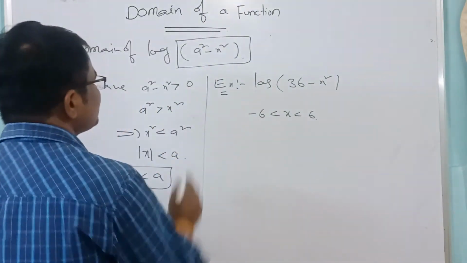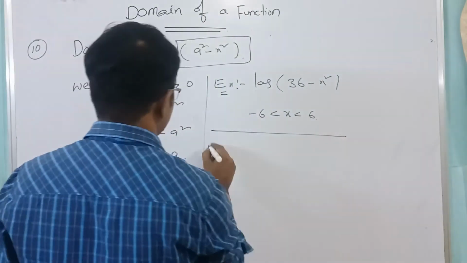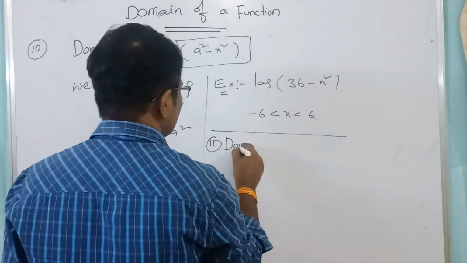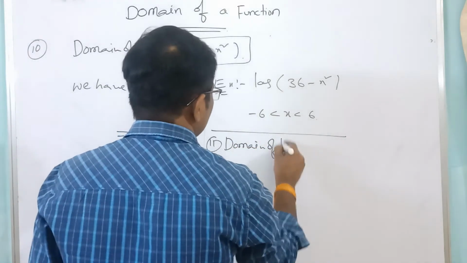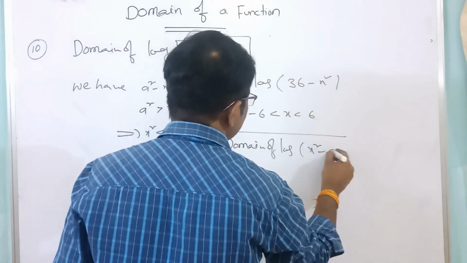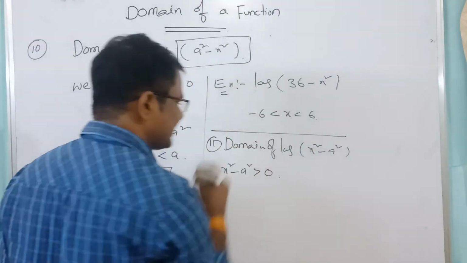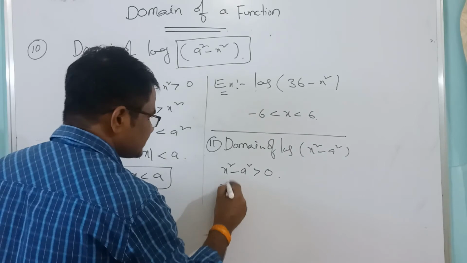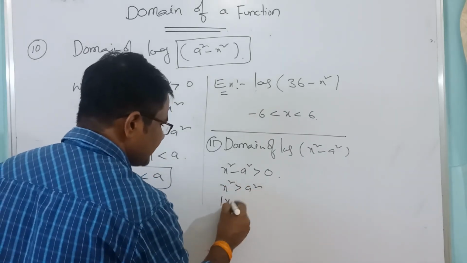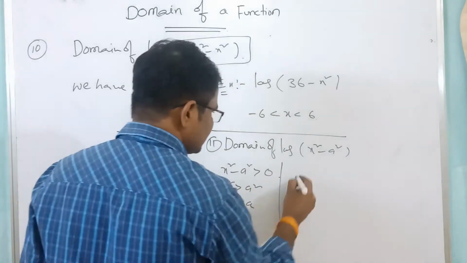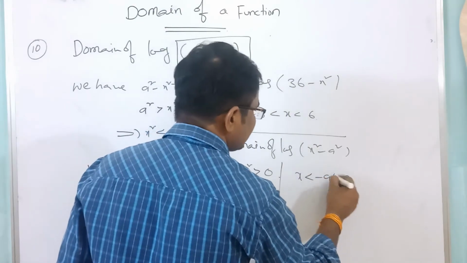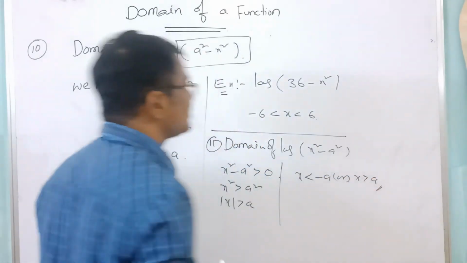Next, suppose they give domain of log of x square minus a square. Here also what do we have to take? x square minus a square greater than 0, so x square greater than a square, mod x greater than a. Mod x greater than a means x less than minus a or x greater than plus a. Like this we have to do.